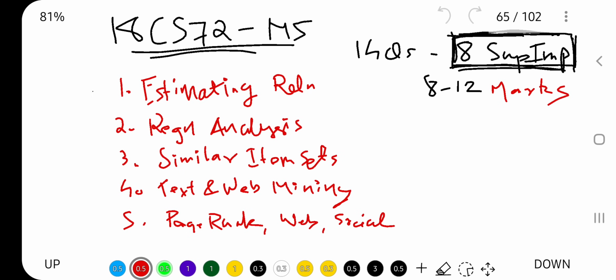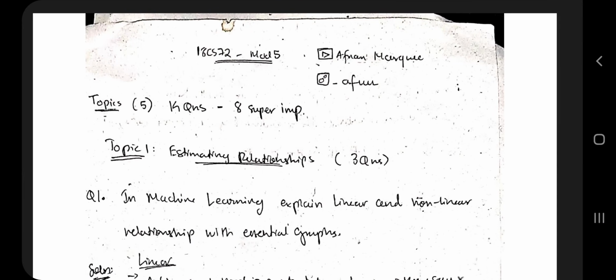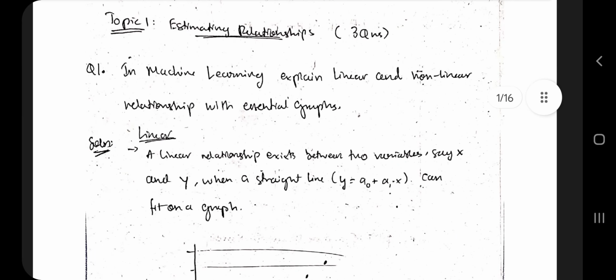And let's get started. Estimating relationships. Okay, that's the first topic, estimating relationships. In this there are totally 3 questions. So what's the first question?